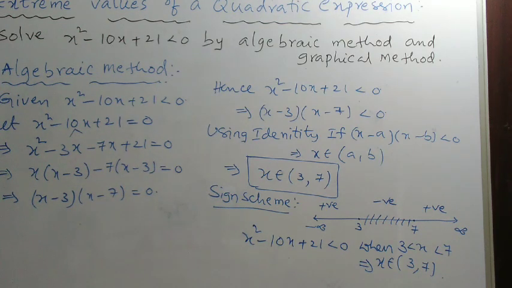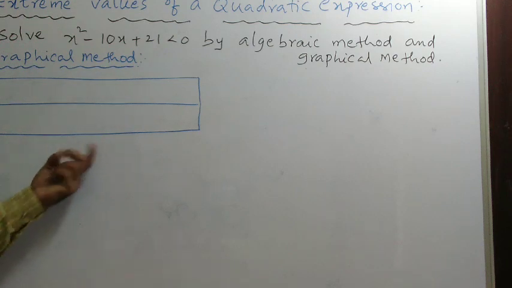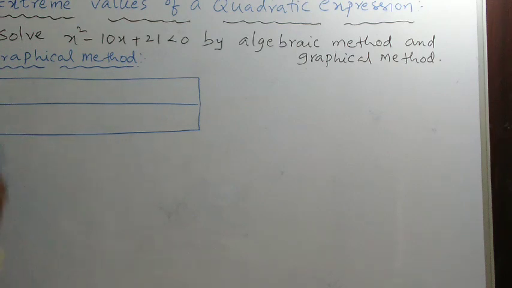Okay, now let us solve the same question using the second method, that is the graphical method. So let us solve now the same question using the graph. Coming to the graph, first of all we want to find the plotting points. Hence, let me prepare a tabular form here, with x and y.